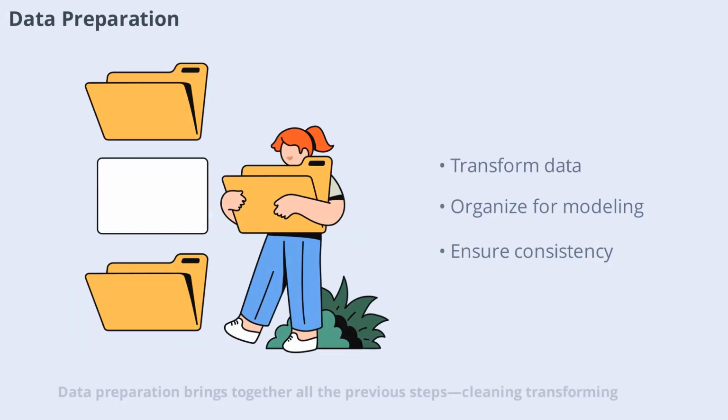Data preparation brings together all the previous steps: cleaning, transforming, and organizing the data for analysis. This step ensures the data is in the right format for modeling. It may involve normalizing values, encoding categories, or splitting the data into training and testing sets. Proper data preparation is essential for building robust models and achieving reliable results.